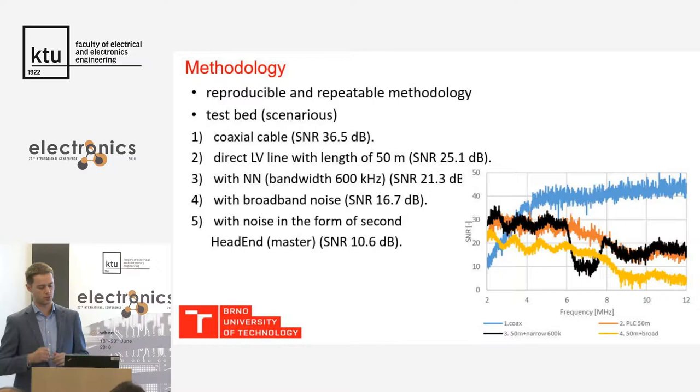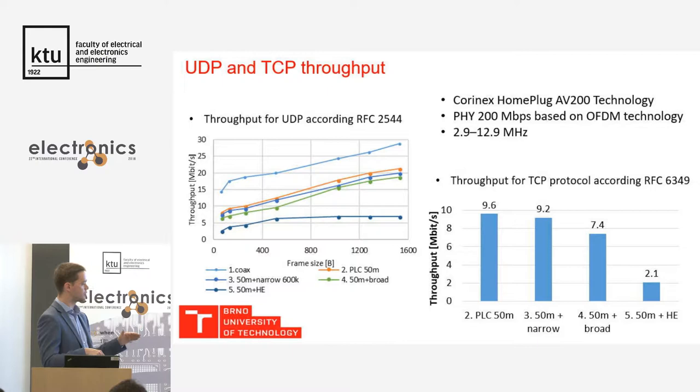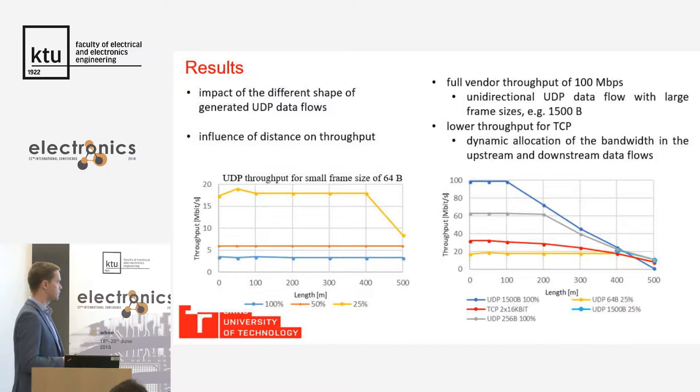There are some examples of TCP and UDP throughput according to some standards level. For example, one test was conducted for UDP throughput and the impact of the frame size on the throughput. In this figure, we can see the influence of different scenarios, which are an idle condition, a medium noisy and very noisy condition, and the throughput is significantly decreased. Also, we conducted and present in the paper the impact of different shapes of generating UDP data flow, and the influence of distance on the throughput for UDP or TCP.